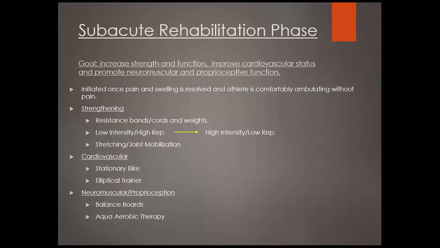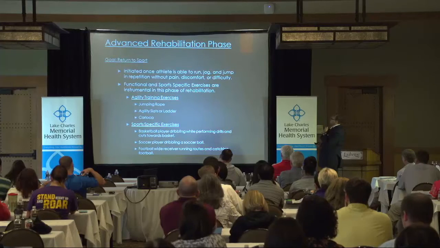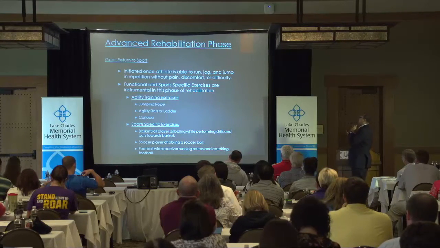And the subacute rehab phase is initiated once the pain and swelling is resolved and the athlete is comfortably ambulating without pain. The goal of this is to increase strength and function, improve cardiovascular status, and promote neuromuscular and proprioceptive functioning through strengthening, stationary elliptical trainers and balance boards, and aqua aerobic therapy. Lastly is the advanced rehab phase.